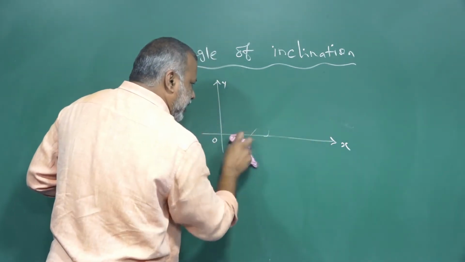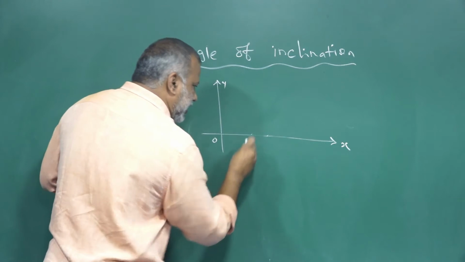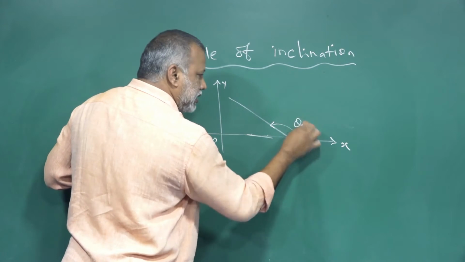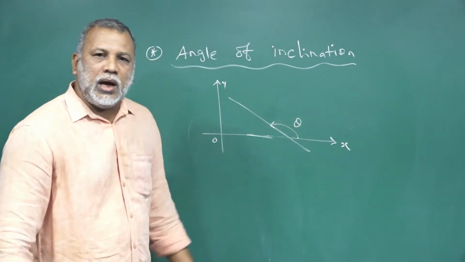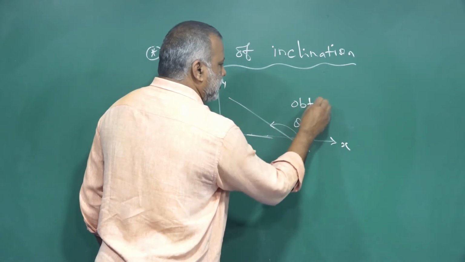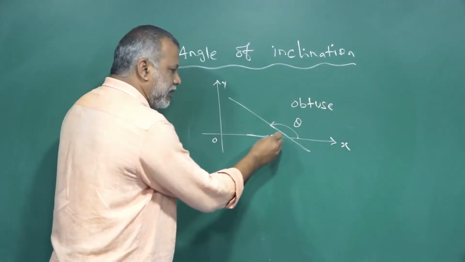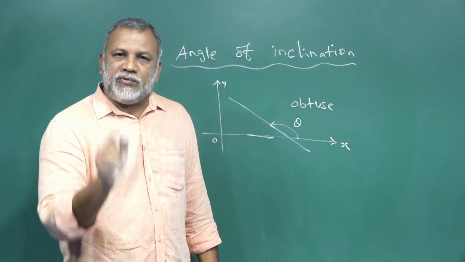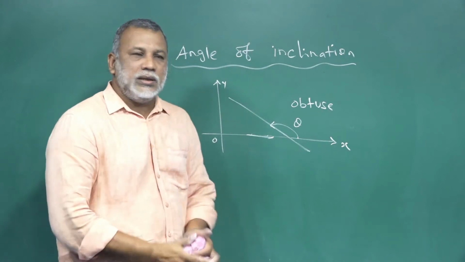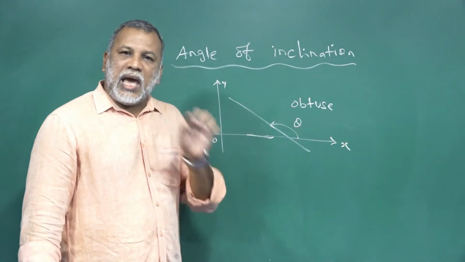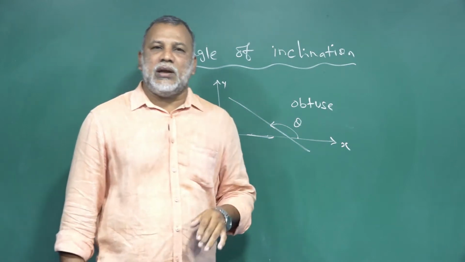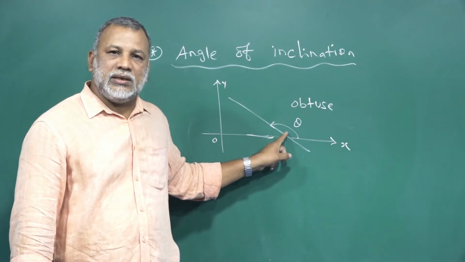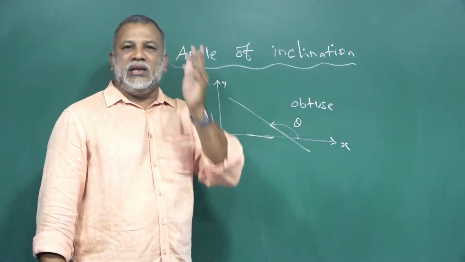Instead of this acute angle, we can select like this also. See this, it is also a straight line in the positive direction, but it is an obtuse angle. Whatever it may be, you have the basic concept. What is the meaning of the word angle of inclination? A straight line makes an angle with the positive direction of the x-axis, where positive direction means anti-clockwise direction. So this is called angle of inclination.